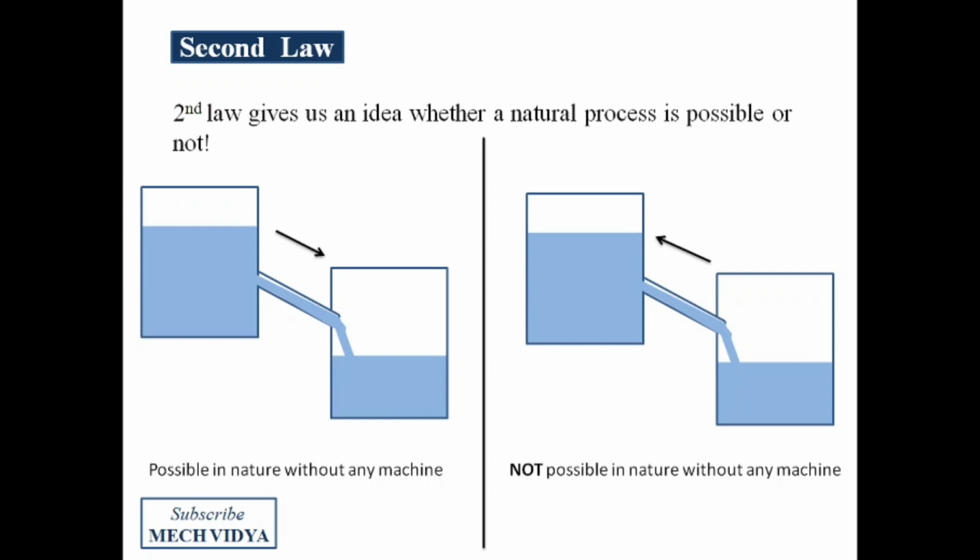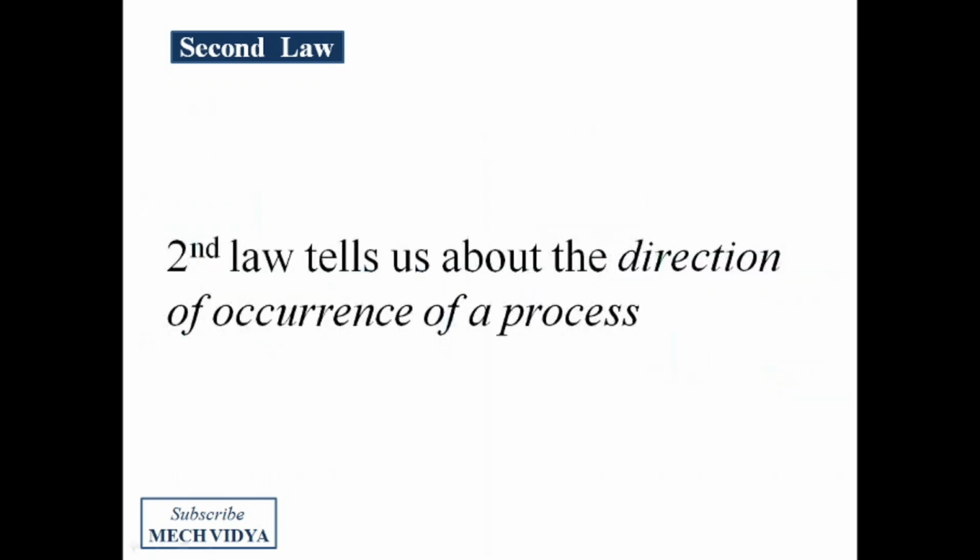It is because processes in nature have a definite direction of occurrence. And this is exactly why we need the second law. That is, it tells us about the direction of occurrence of a process. One more utility of the second law is that it tells us about the quality of energy.